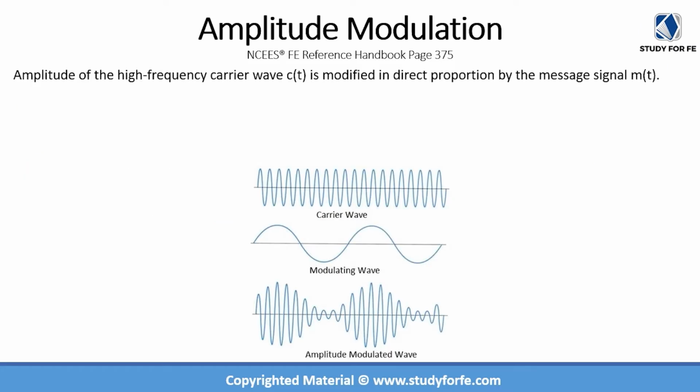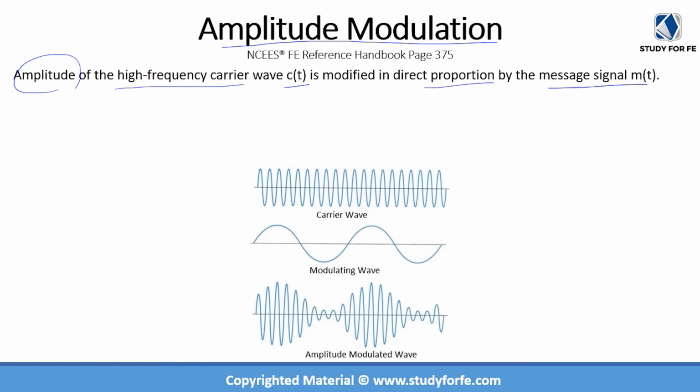Amplitude modulation. Let us now formally start our discussion of amplitude modulation. As I explained earlier, amplitude modulation involves modifying the amplitude of the high frequency carrier wave c(t) by the message signal m(t). So the amplitude of this carrier wave is modified in direct proportion by the message signal.